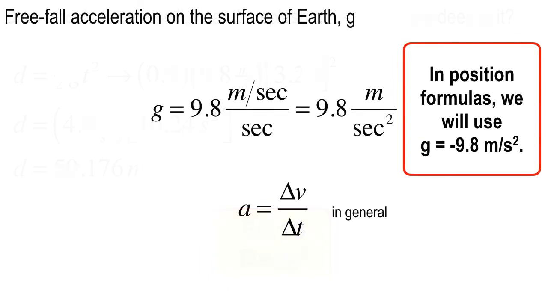Now, last thing I want to comment on is in regard to the constant g, gravitational acceleration at the surface of Earth. If you're using it in a drop distance formula, you're just figuring out a little distance, you don't need the minus sign. But if you're trying to figure out a position, the y coordinate up and down, then you want to use a minus sign. And we're going to put that together next.